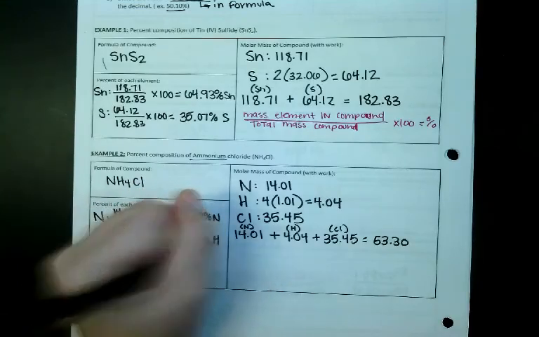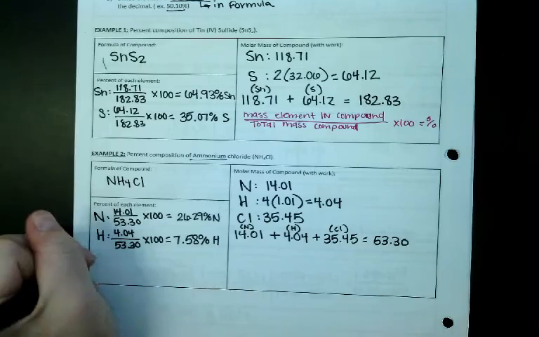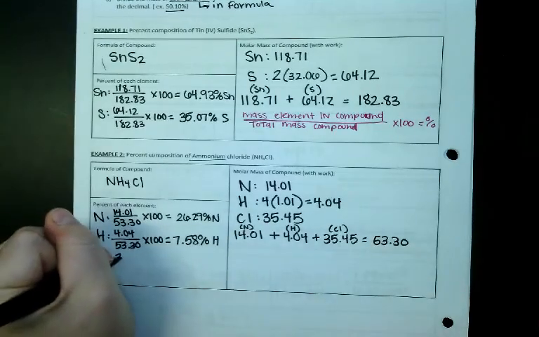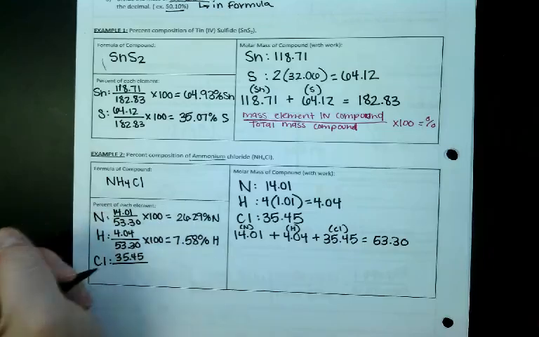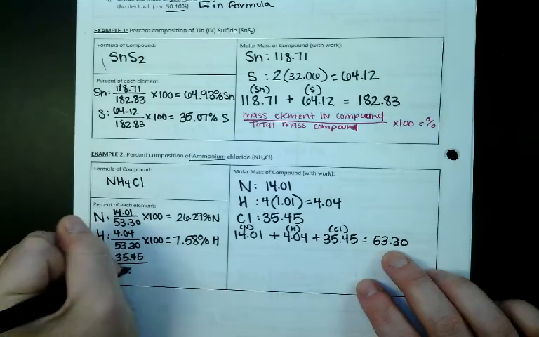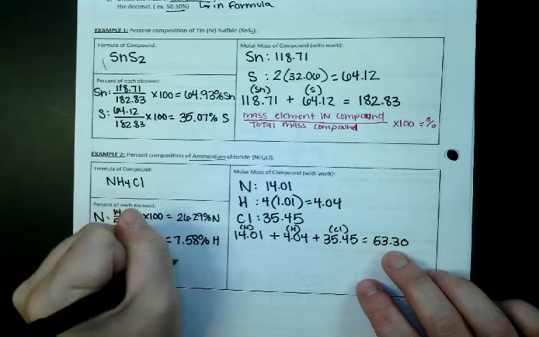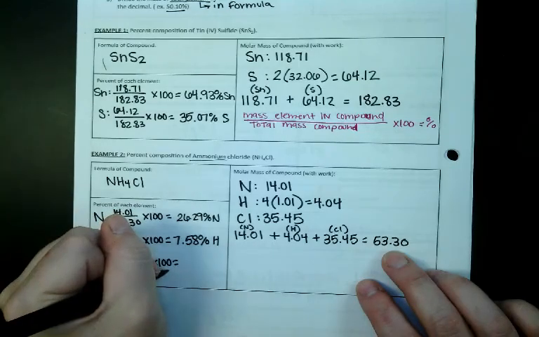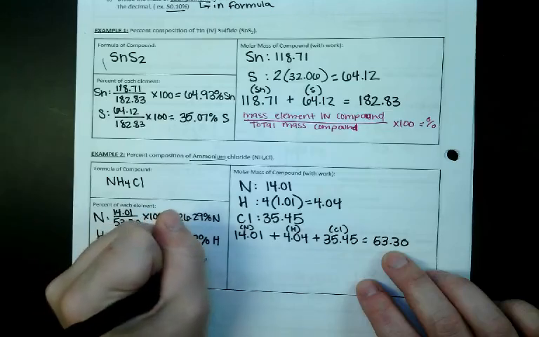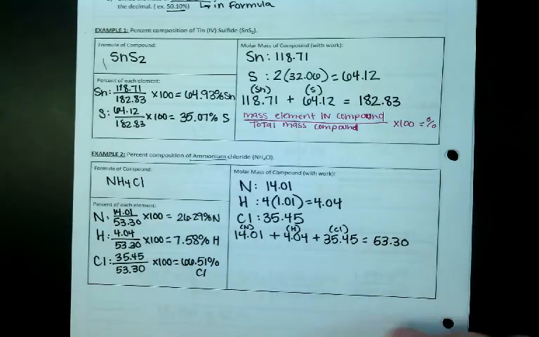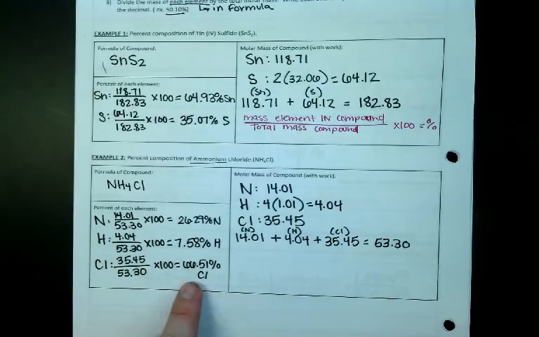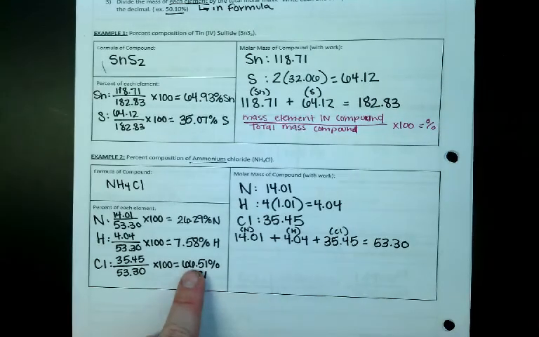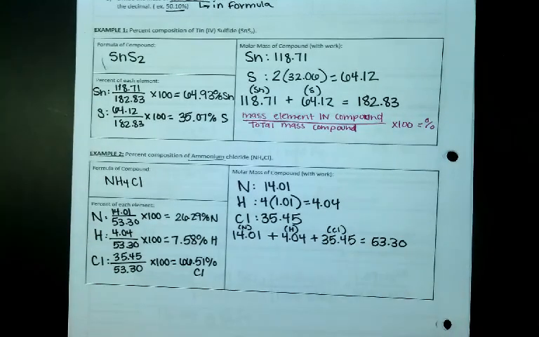And then my last one is chlorine. So the mass of chlorine, 35.45, divided by the total mass, 53.30, times 100, and that is going to give me 66.51% chlorine. So if I asked you what makes up most of the mass in ammonium chloride, you would say chlorine. It makes up almost 67% of the mass of ammonium chloride because it has the highest percent mass. So that's how you calculate mass percent.